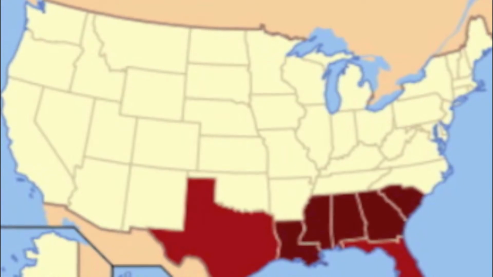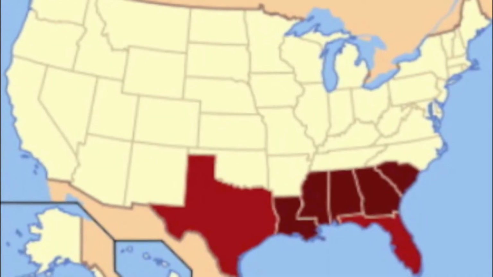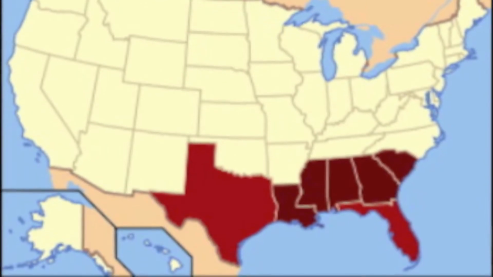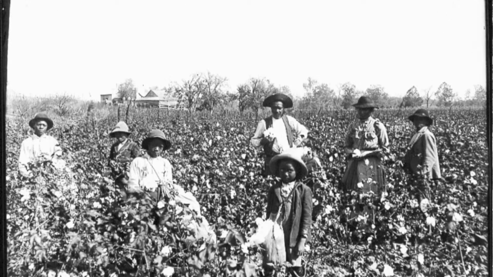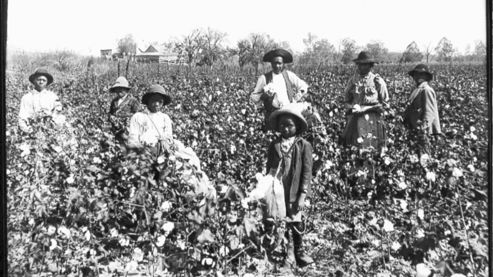Consisting of Alabama, Georgia, Louisiana, Mississippi, and South Carolina, the Lower, or Deep South was, at the time, the most profitable region in the nation. Due to its near-perfect geography and weather conditions, cotton production flourished.